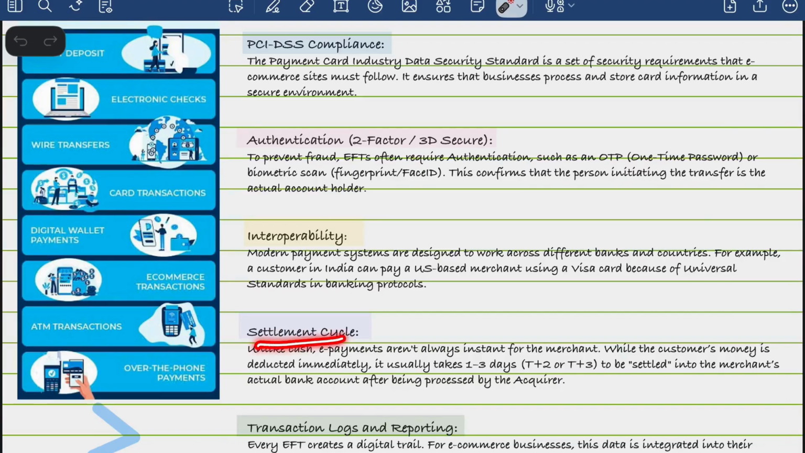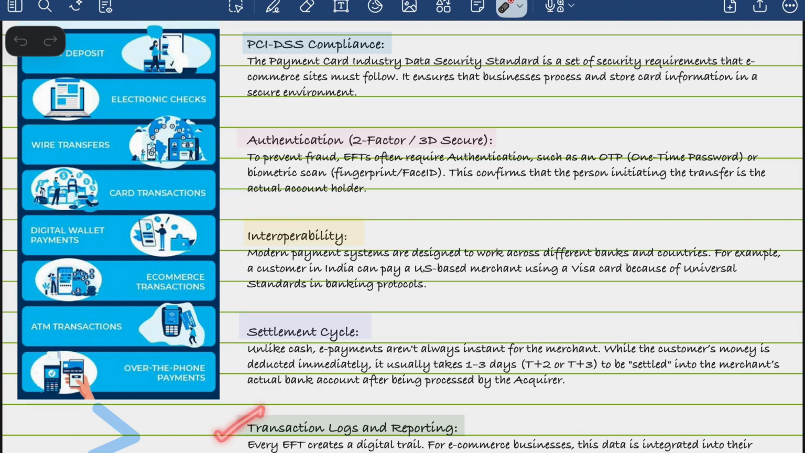Next up is the settlement cycle. Here's a classic business insight. When you buy something online, your money is deducted instantly, right? But the merchant doesn't get the cash immediately. The banking network processes the transaction, and it typically takes 1 to 3 business days, known as T+1, T+2 or T+3 settlement, for the cash to clear into the merchant's actual bank account, right?